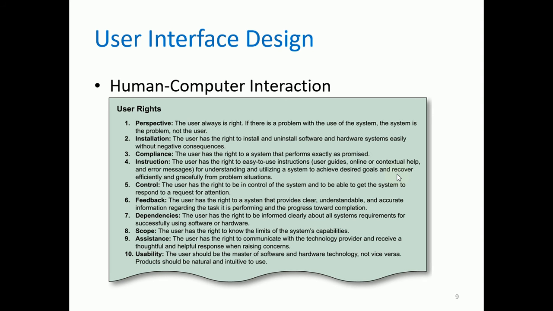Number three, we have compliance. The user has the right to a system that performs exactly as promised. So you have to be careful with regards to the functionality of your information system. Make sure that what is indicated is what the information system is really doing. And then number four, instruction. The user has the right to easy-to-use instructions by means of user guides, online or contextual help, and error messages for understanding and utilizing a system to achieve desired goals and recover efficiently and gracefully from problem situations.